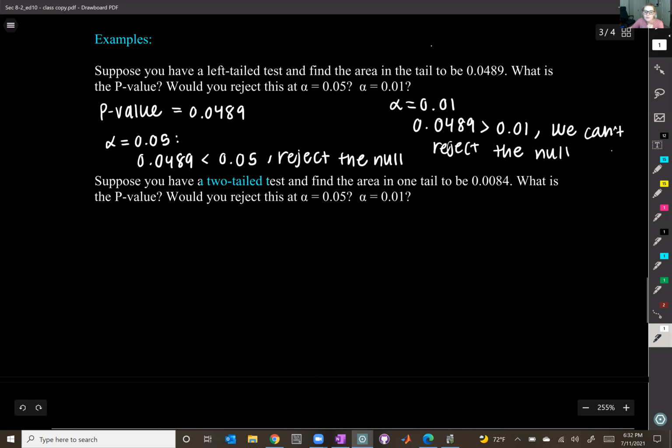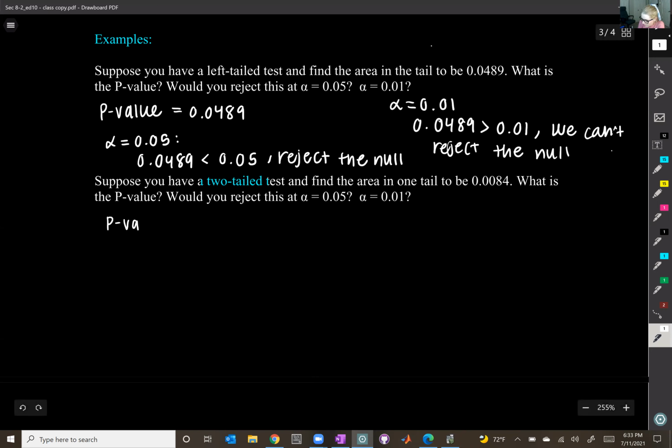This second example is similar to the last one, but it has a little bit of a twist: it says that this is a two-tailed test. In the last example, we just had a left-tailed one, so that's just a one-tailed test. But in this next example, we've got a two-tailed test. And we know the area in one tail is 0.0084. But when we're finding the p-value, we want the area in both tails if it's a two-tailed test. So in order to find the area with both of them, we just need to multiply that by 2 in order to get the p-value.